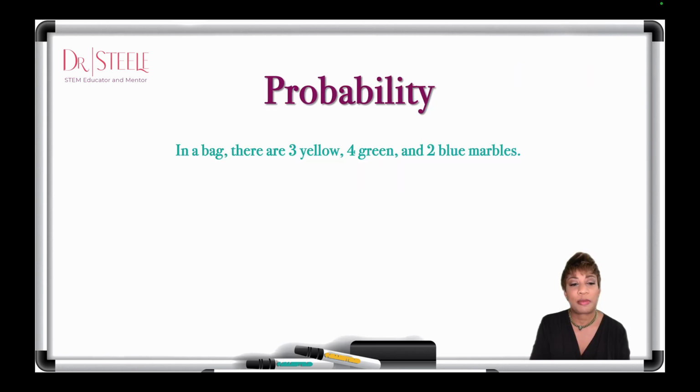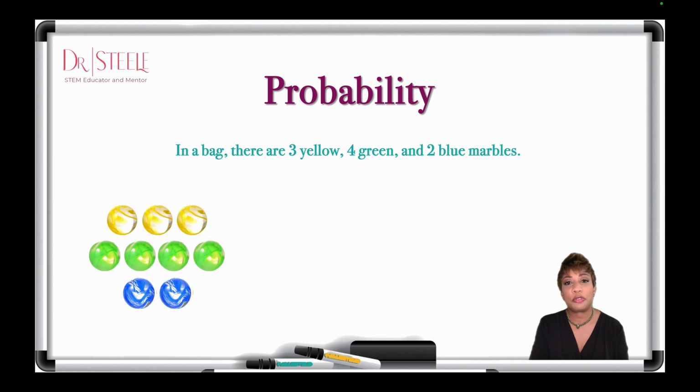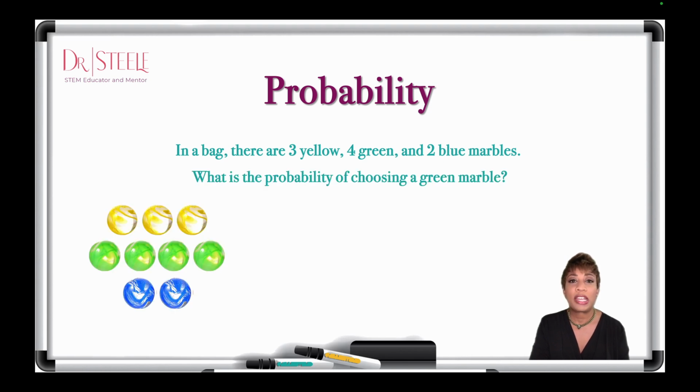So let's look at an example. In a bag, there are 3 yellow, 4 green, and 2 blue marbles. What is the probability of choosing a green marble?